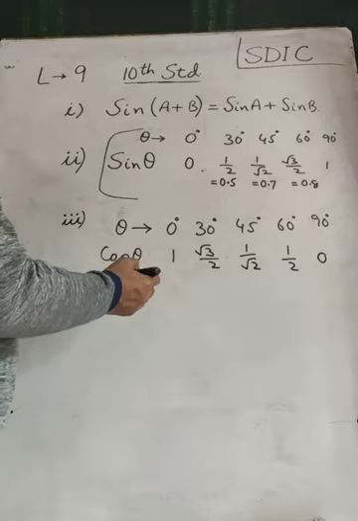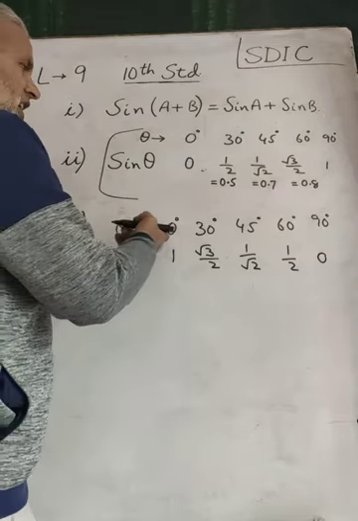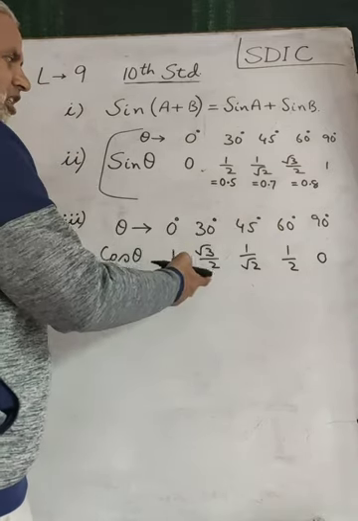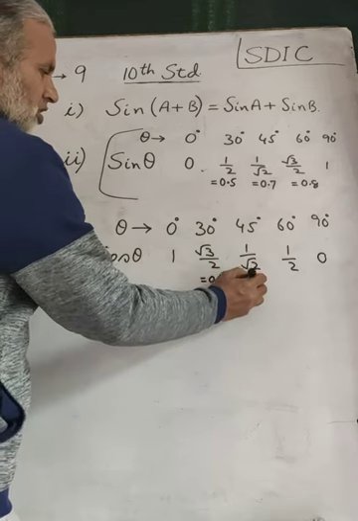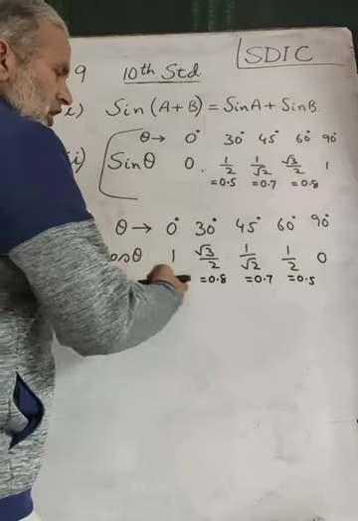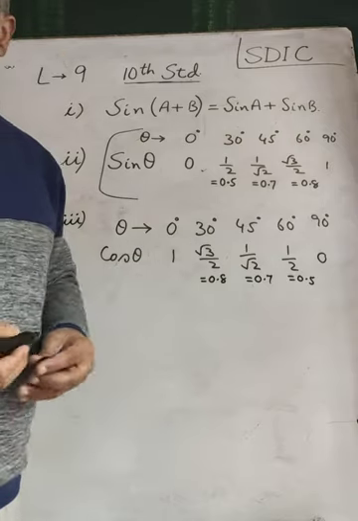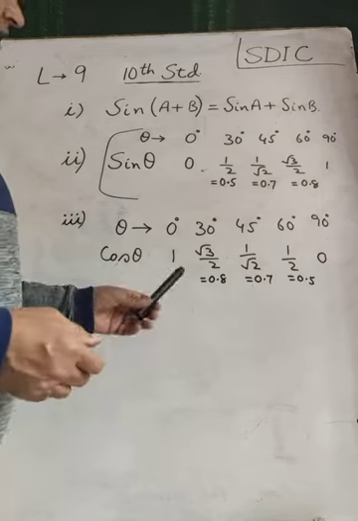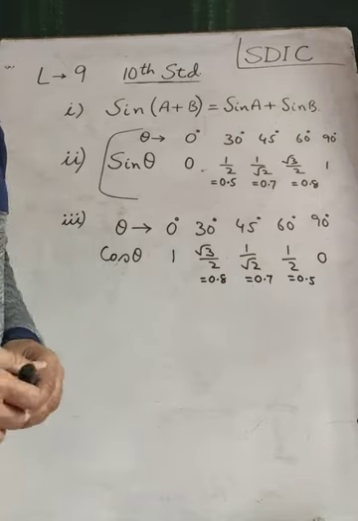Now, are these in decreasing order or increasing order? As theta increases, we find cos theta decreases, because the decimal forms are already given to you. This is 0.8. This is 0.7. This is 0.5. The values go on decreasing as theta increases. Values of cos theta go on decreasing. But the statement says cos theta increases. Here they are shown in decreasing order. Therefore, this statement is false.